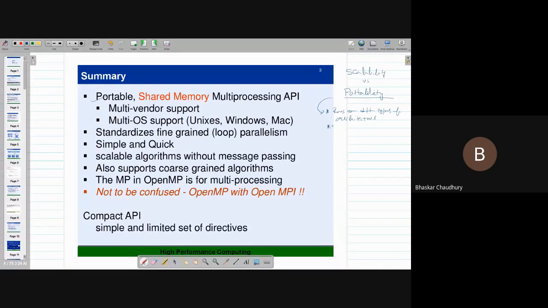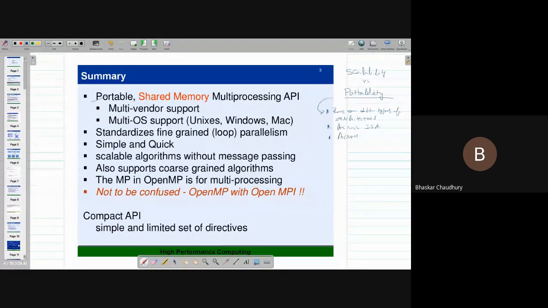The second point is across instruction set architecture, so across ISA. That is also a part of portability. So it should run across instruction set architectures and across memory models as well.